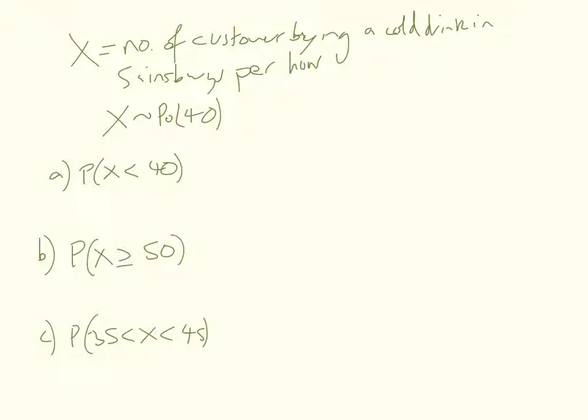Here we've got a discrete distribution, a Poisson distribution. X is the number of customers who buy a drink in Sainsbury's per hour, and X has a Poisson distribution of 40. Now, if we're going to approximate this to a normal distribution, we need to do a continuity correction on this number here. So, if we look at the number 40 on a number line, this is the best way of working out your continuity corrections.